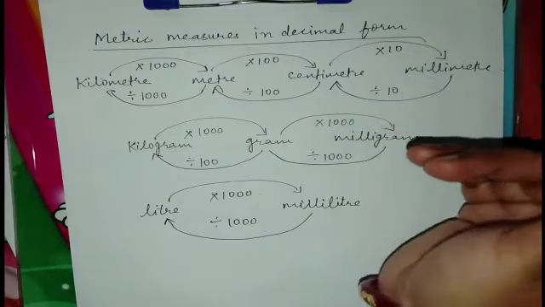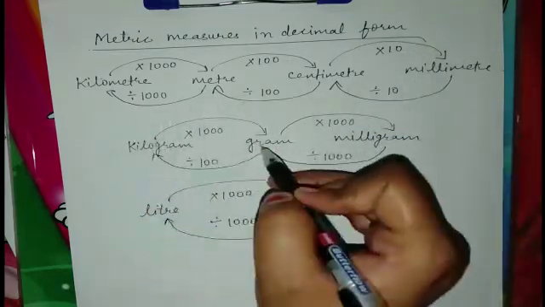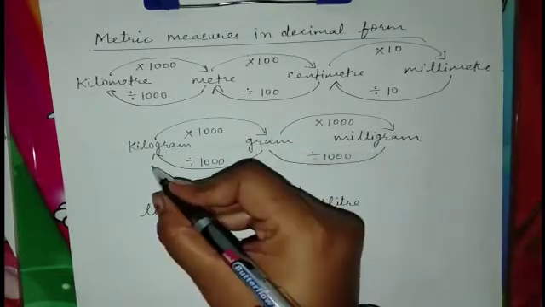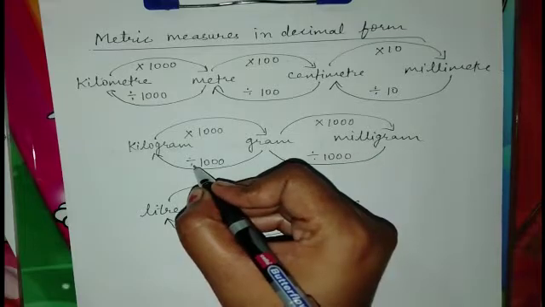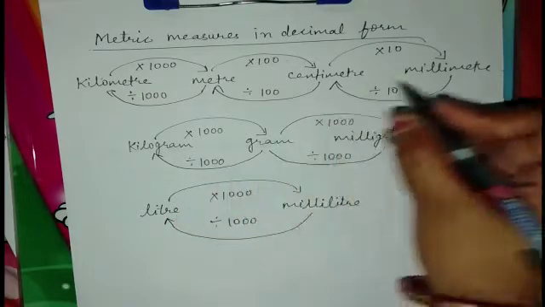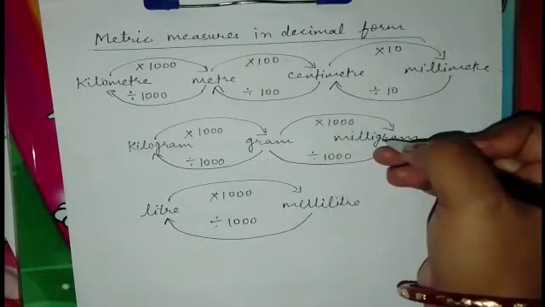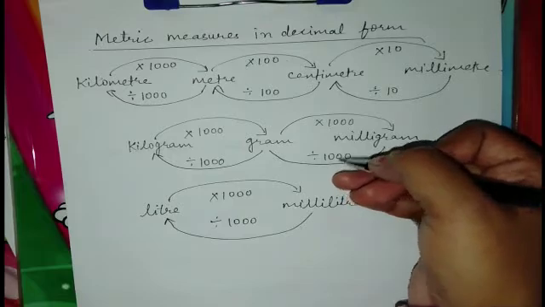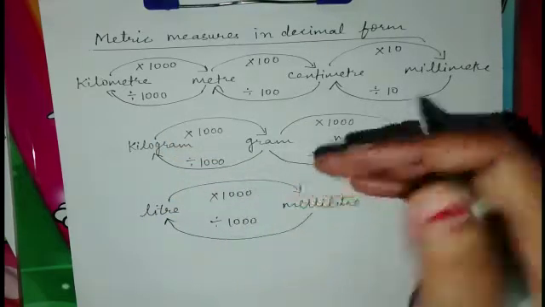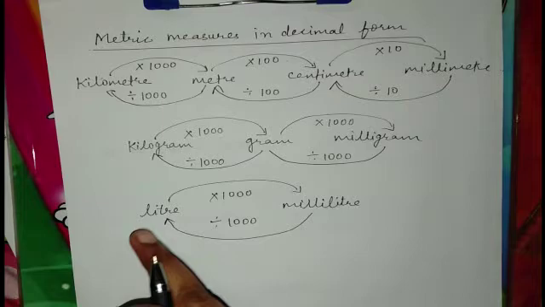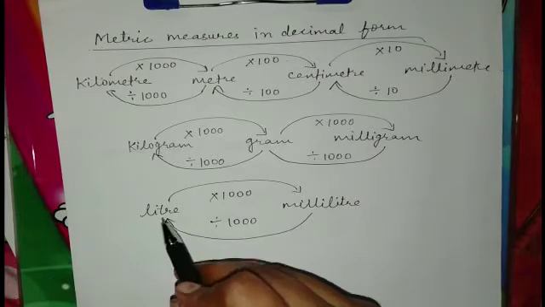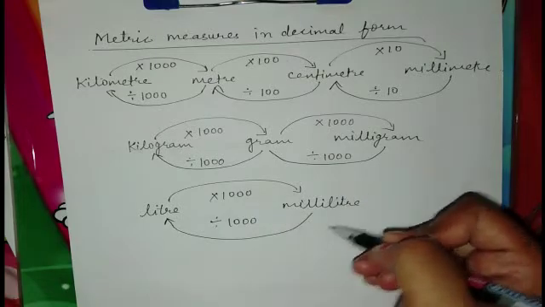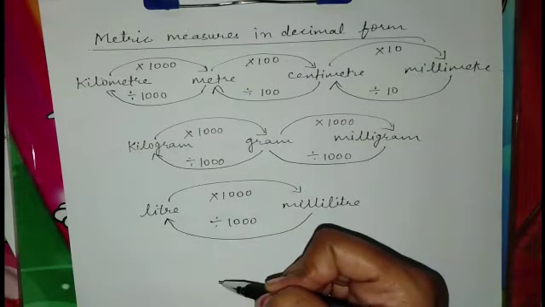If we see weight, means in gram, so kilogram to gram, multiply by 1000. Same, gram to kilogram, divide by 1000. Gram to milligram, multiply by 1000, and milligram to gram, divide by 1000. In capacity, if we see volume, we use liter. So liter to milliliter, multiply by 1000. Milliliter to liter, divide by 1000.